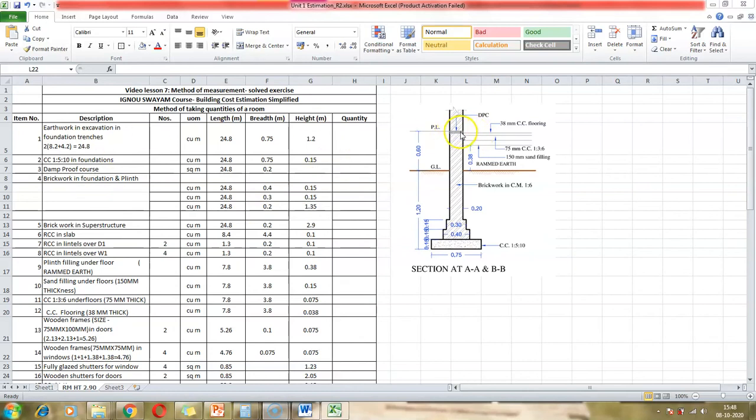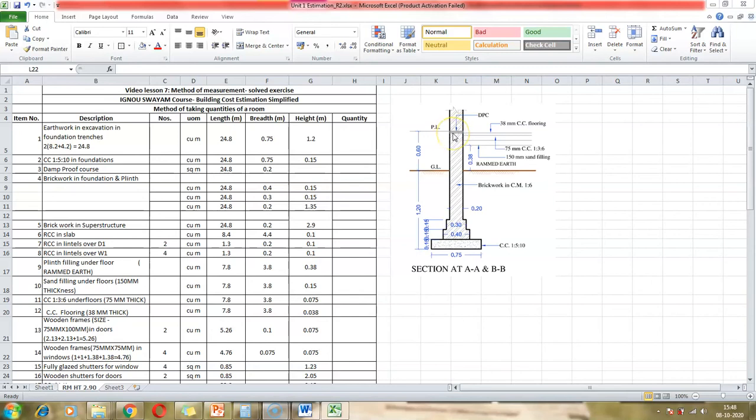DPC is a small layer of chemical which is sprayed below the brickwork. Because the brickwork extends up to the foundation, we apply it at the level of the plinth. So let's see what the dimensions of this item are.